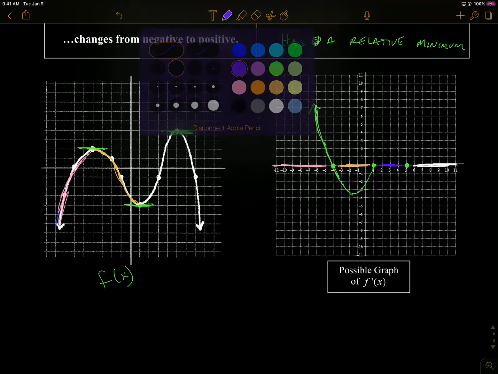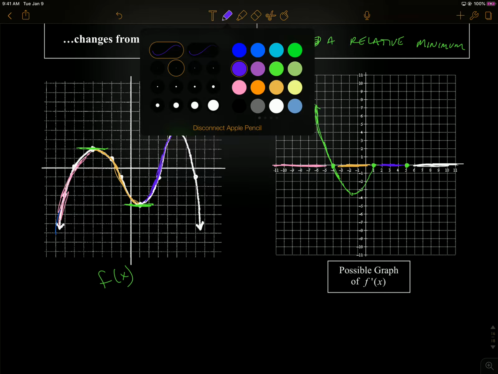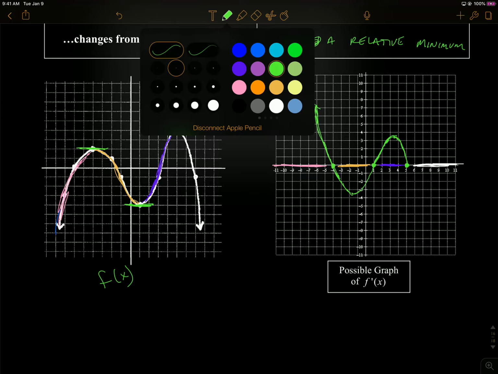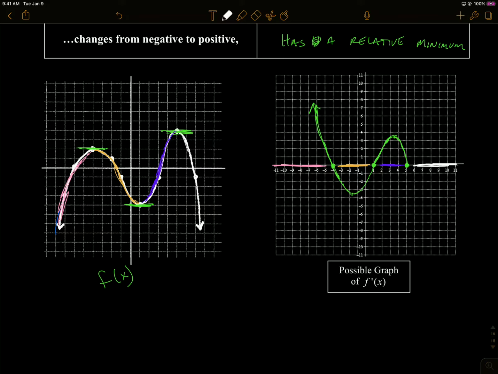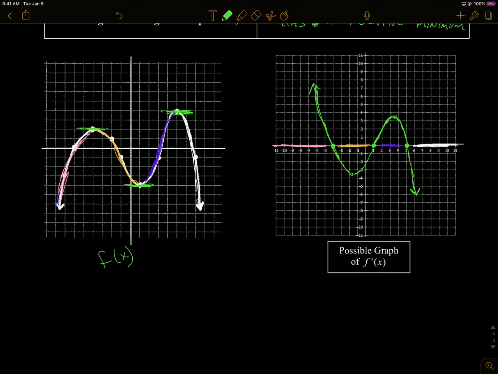If I go for my purple interval, or blue, f increases again. So then over here on my derivative, those y values all have to be positive. And then when the function starts decreasing again on that white interval, I see that my derivative has to be negative and have negative y values. Okay, so that's how we can sketch a possible graph of f prime.